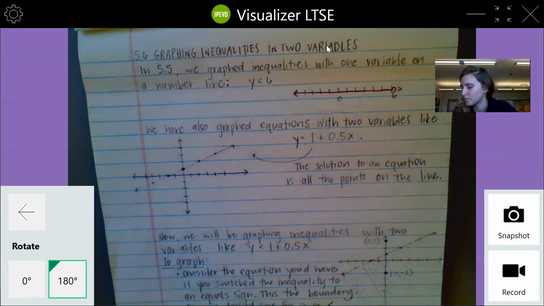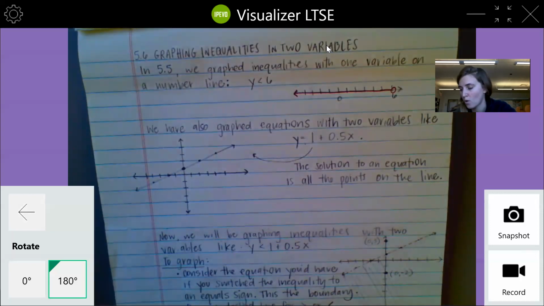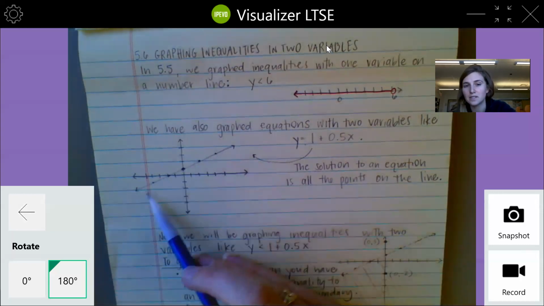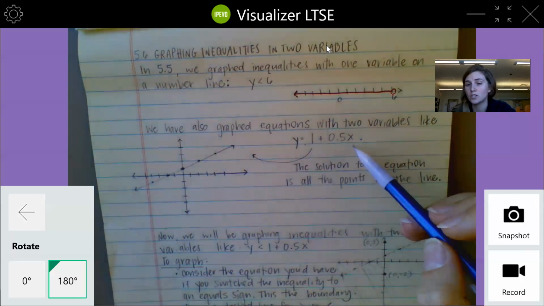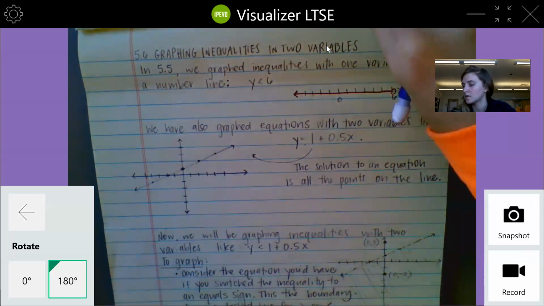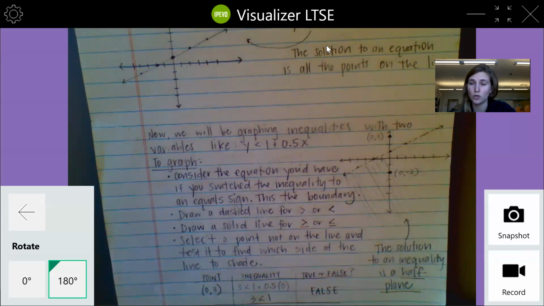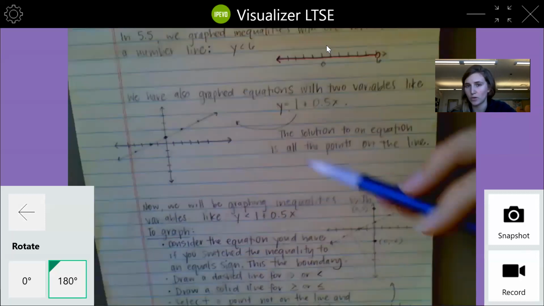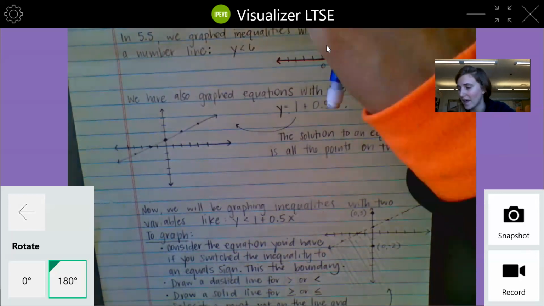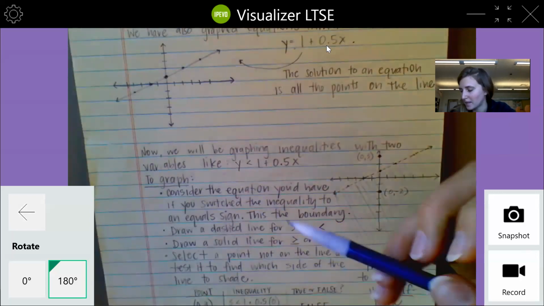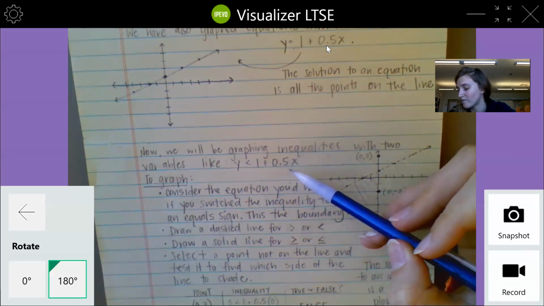And we found out that the solution to an equation was all of the points on a line, all of those values that would make the equation true. So now we're going to move on to graph inequalities with two variables. So rather than it looking something like this, like y equals 1 plus 0.5x, we're going to graph something like this. y is less than 1 plus 0.5x.